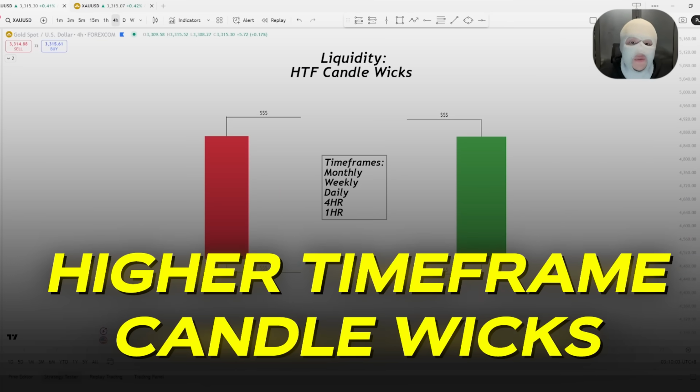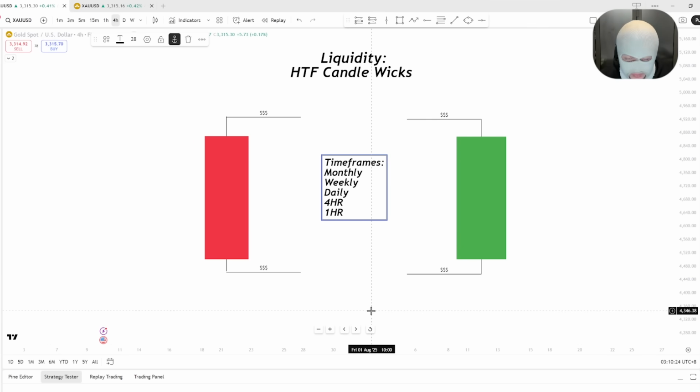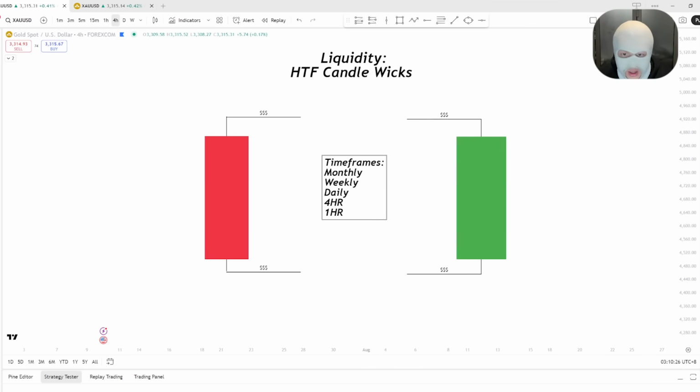Next, higher time frame candle wicks. You're probably wondering, well, Nick, what exactly is a higher time frame wick to you? Again, no fluff, no BS. I'll keep it very simple. Higher time frame candle wicks in this case refers to monthly, weekly, daily, 4-hour and the 1-hour candles. Nothing more, nothing less. This means that you go to the monthly, weekly, daily, 4-hour and the 1-hour time frames to mark out these respective previous candles' highs and lows. Those are your key liquidity pools.